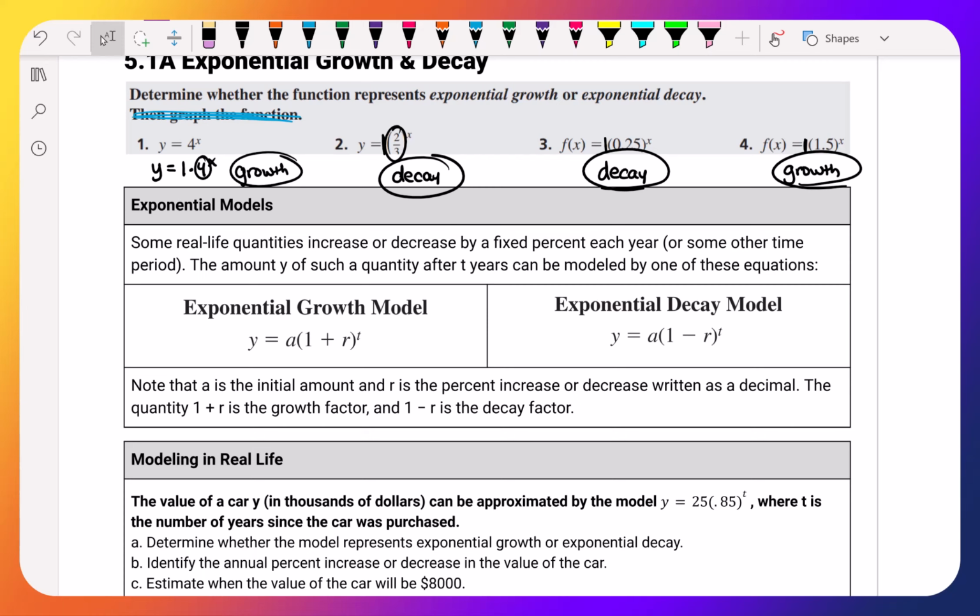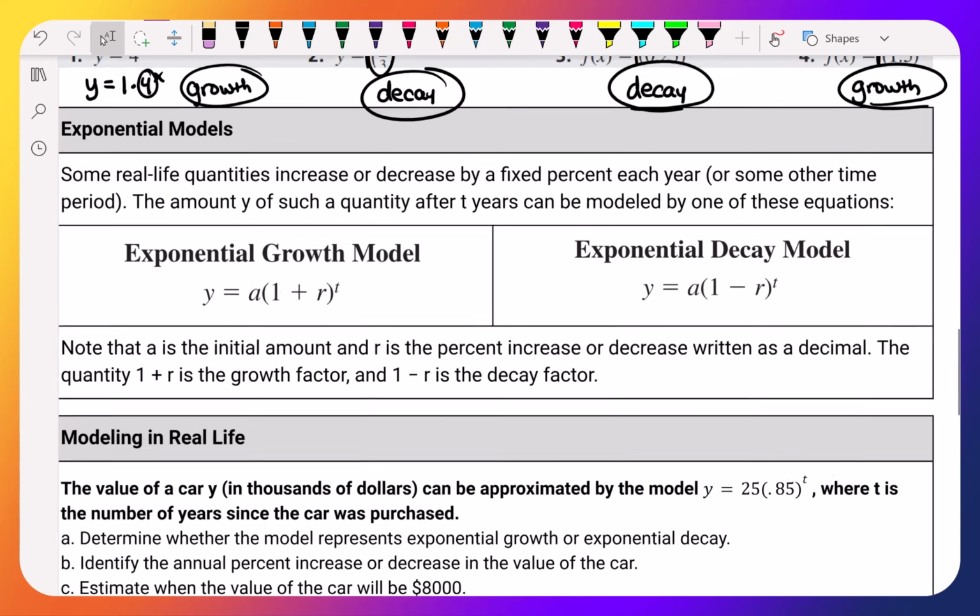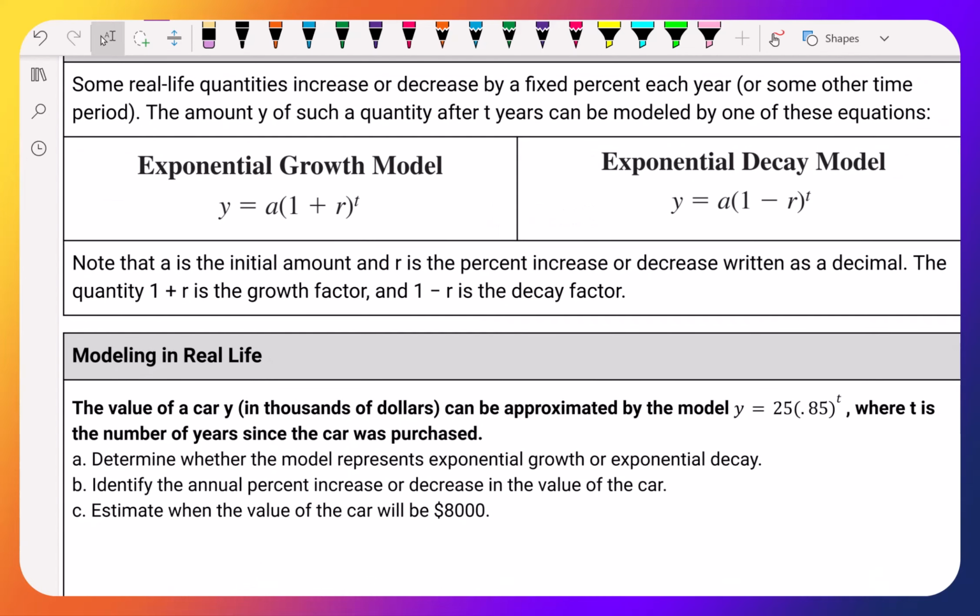So now you know how to identify, just by looking at a function, whether it's a growth or a decay. Let's get into the models, all right? Here's the good news. The models are actually on your formula sheet. You do not have to memorize these formulas.